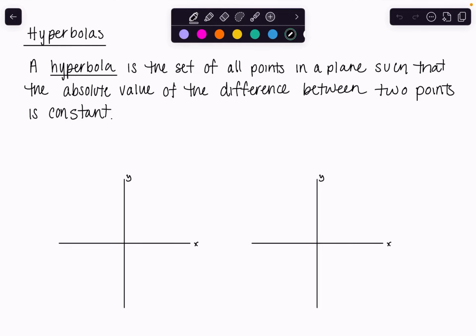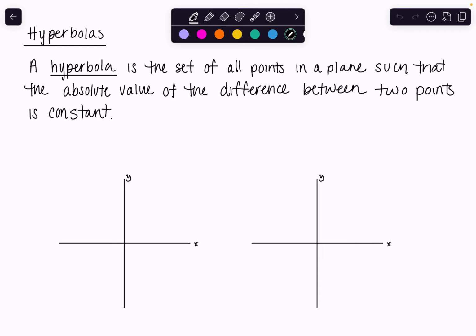So our second type of conic is going to be a hyperbola. And if you remember, the ellipse was defined by two fixed points, and the sum of the distance between those two fixed points was going to be constant. Here for a hyperbola, it's going to be opposite.